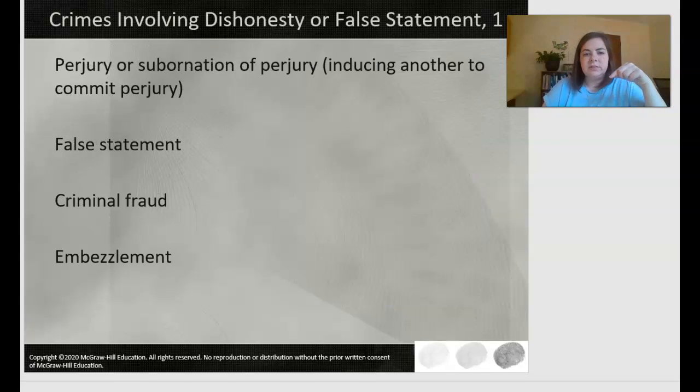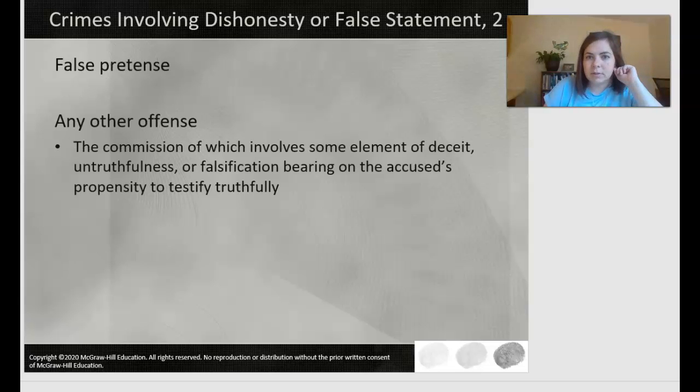Now, crimes involving dishonesty or false statement are generally going to be perjury, subornation of perjury, so this is getting someone else to perjure themselves, false statements, criminal fraud, or embezzlement. Crimes of false pretenses, if we think back to our criminal law class, are like committing theft through trick or deceit. And if you can demonstrate that the elements of the crime include falsification, deceit, or untruthfulness, then those can also be admitted here.